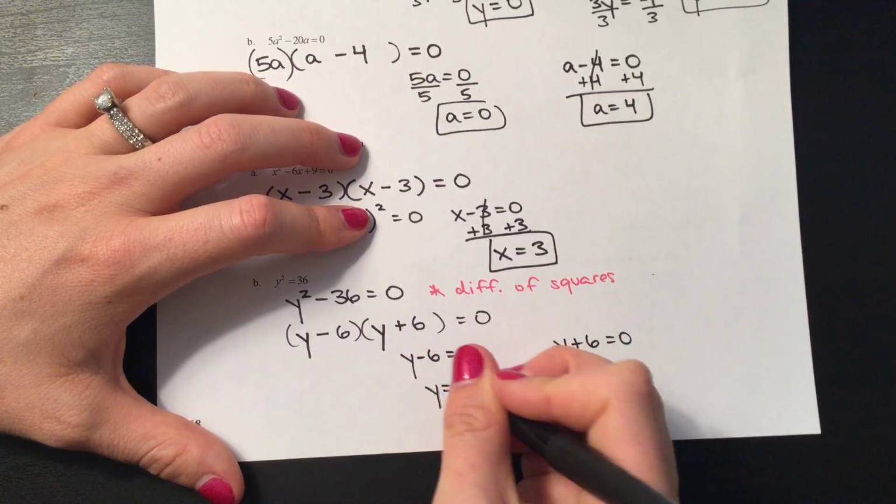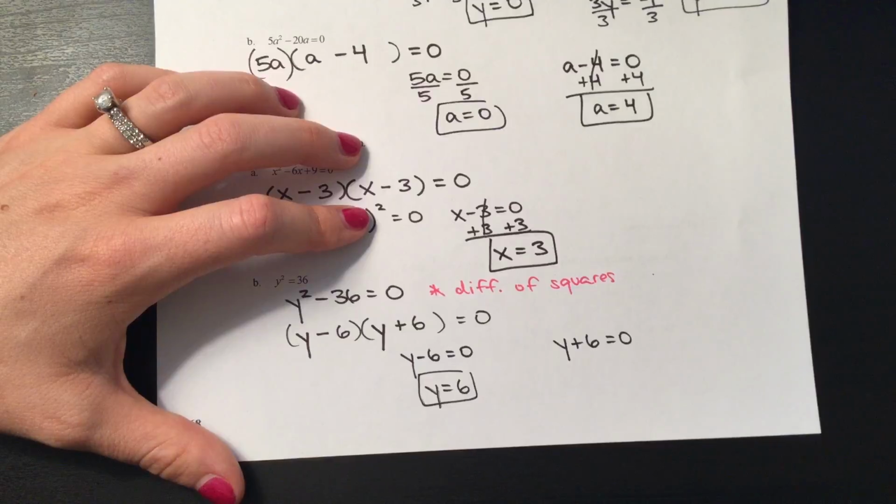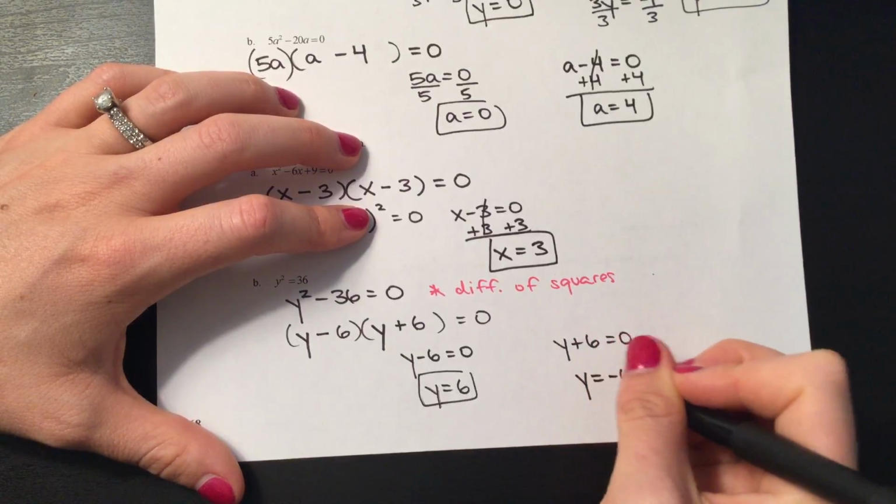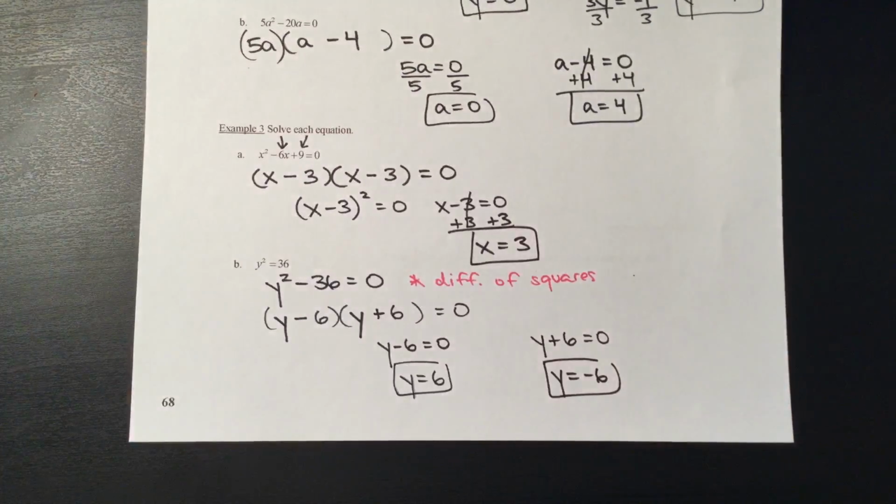So here if I add 6 to both sides, I get y equals 6. Here if I subtract 6 from both sides, I get negative 6. So two solutions. And remember, it could happen that you might have one or even no solutions. All right, let's look at these ones here.